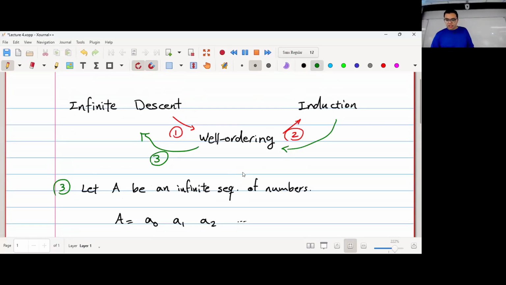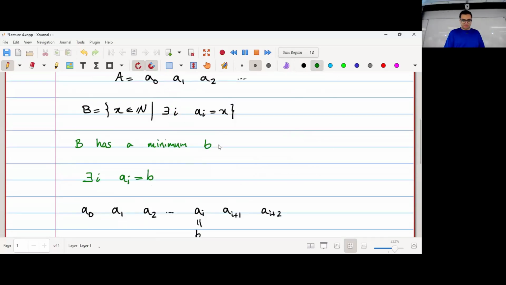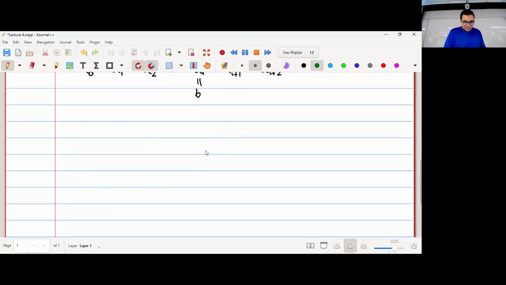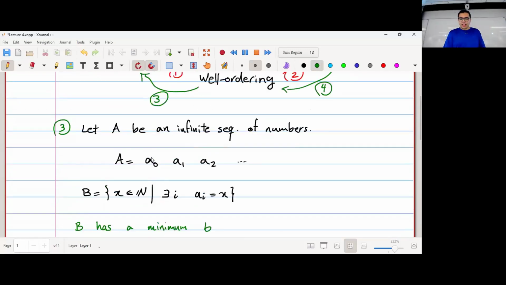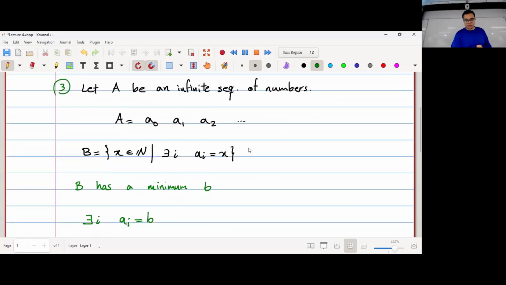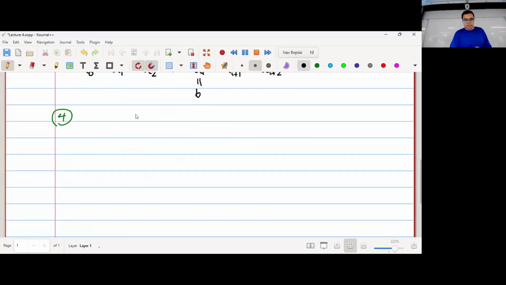Now let's do this one. Let's try going from induction to well ordering. Again, I could go directly from induction to infinite descent, but just look at Canvas. So this is 4. I have induction, I want to prove well ordering. And remember, well ordering is this property that any non-empty subset of natural numbers has a minimum element. Okay, so let's do this like this.